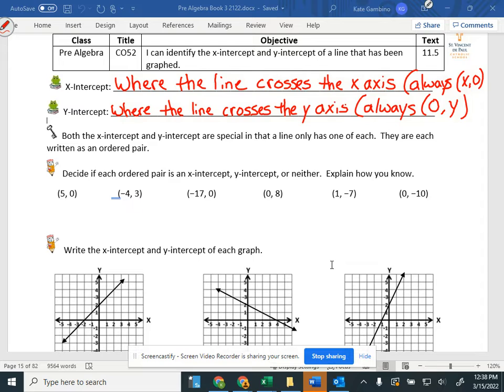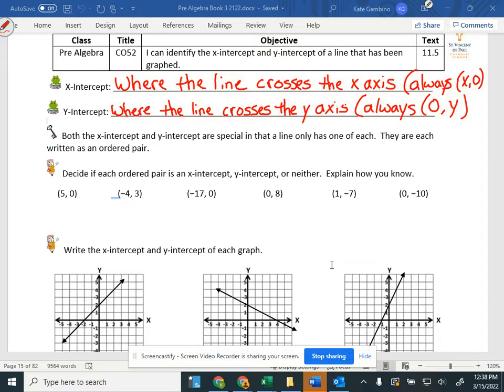All right, so both the X-intercept and Y-intercept are special in that a line only has one of each. They are each written as an ordered pair. How are we feeling about that? Okay, we knew, since we've been doing some of these new units of instruction, that the first objective that we do is always a little bit easier. We're kind of doing our baby steps, stepping in, saying, okay, this is new information. How do I work with it?